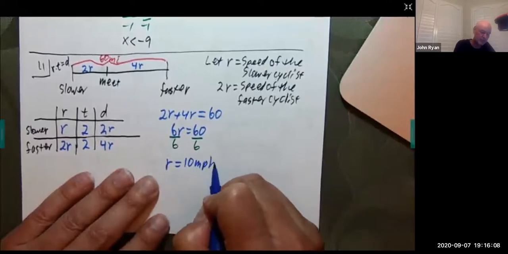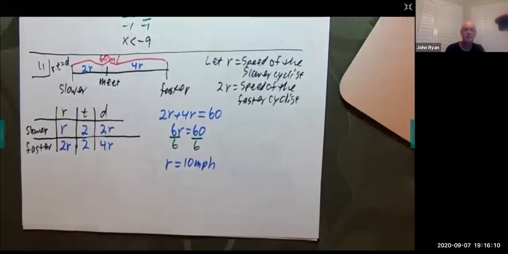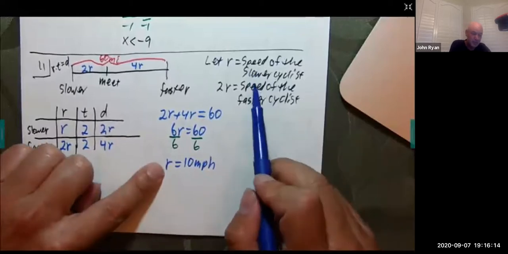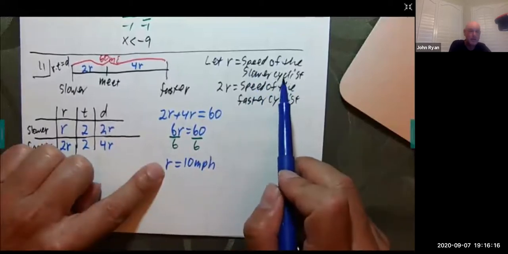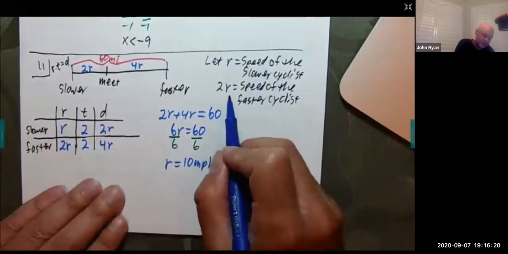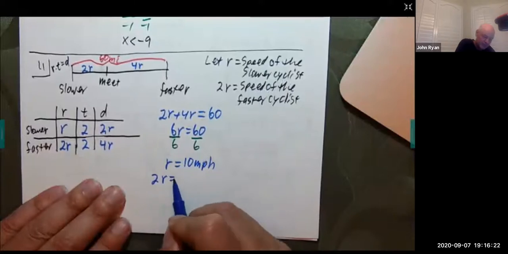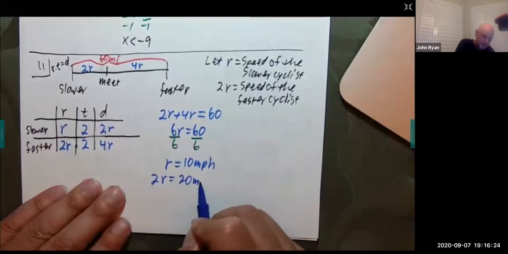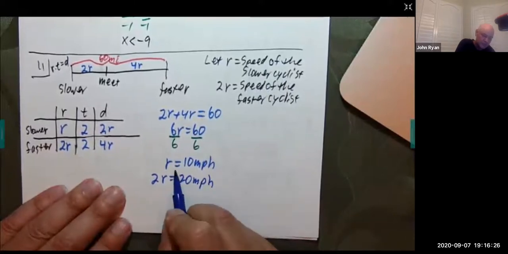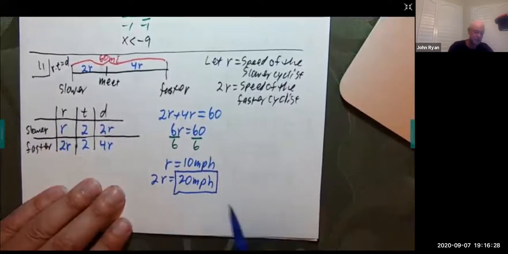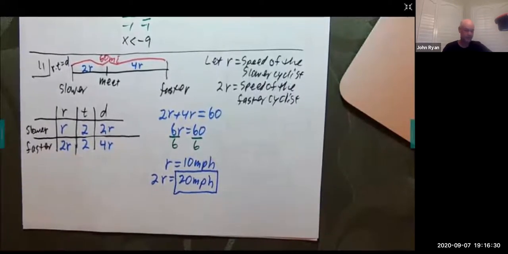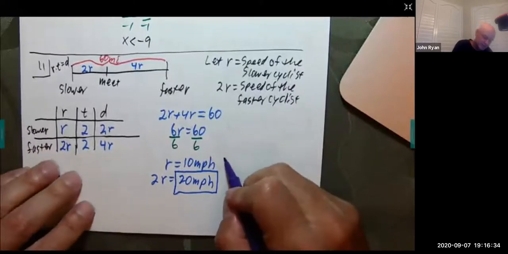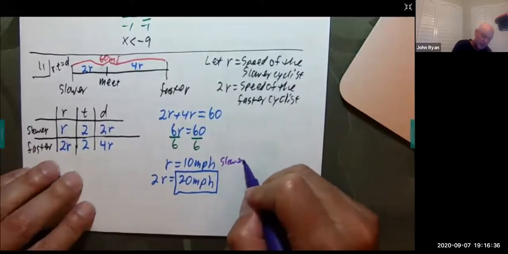Now the question wants to know, what is the speed of the faster cyclist? You'll note r is the speed of the slower cyclist. So I'm not quite done. If I want to find the speed of the faster cyclist, I'm just going to double that. So what's the speed of the faster cyclist? 20 miles per hour. And recall, again, this is the slower, this is the faster.